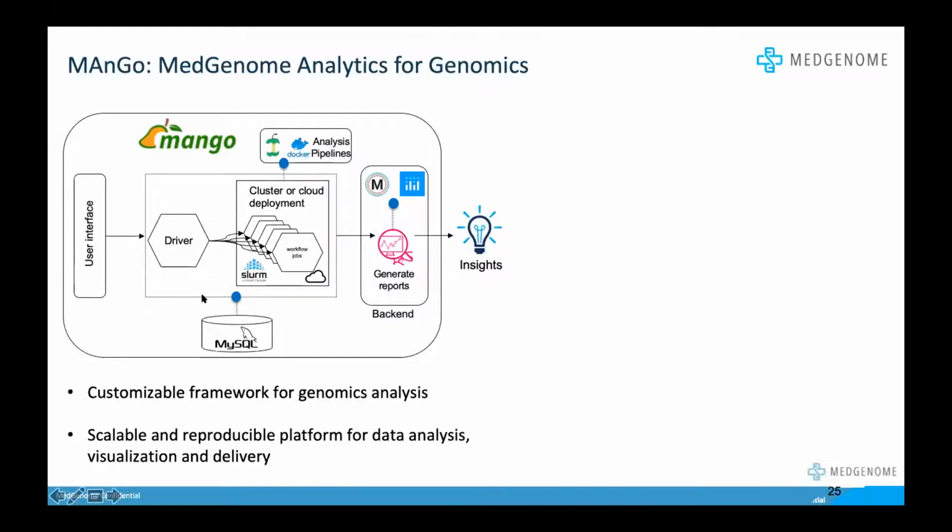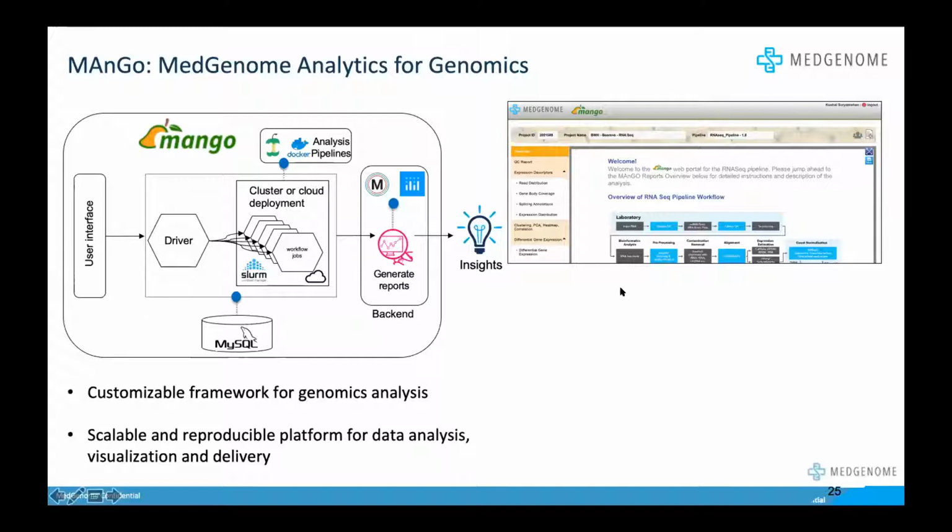They all go into this framework, which can be deployed either in the cluster or on the cloud, and which hosts a database at the back end. We integrate all of these pipelines, and we generate reports using MATLAB, R, and Python, and we provide high quality reports. The good part about this framework is that it is a scalable and reproducible platform for data analysis and visualization, and we provide all of our reports for any research project using this Mango platform.